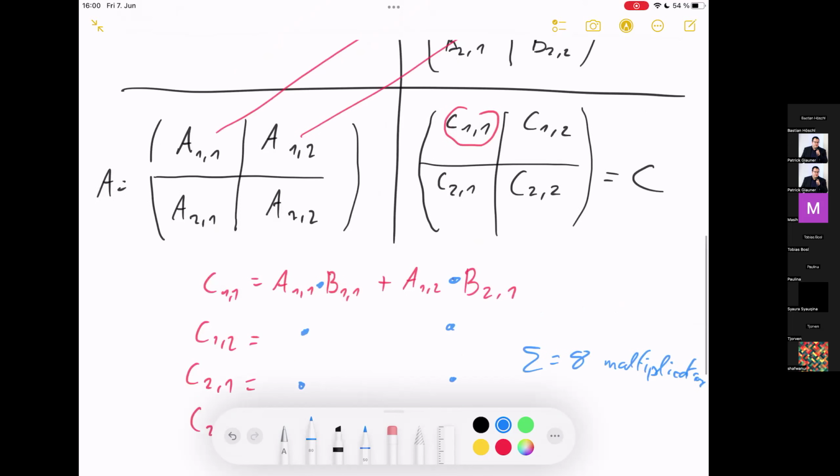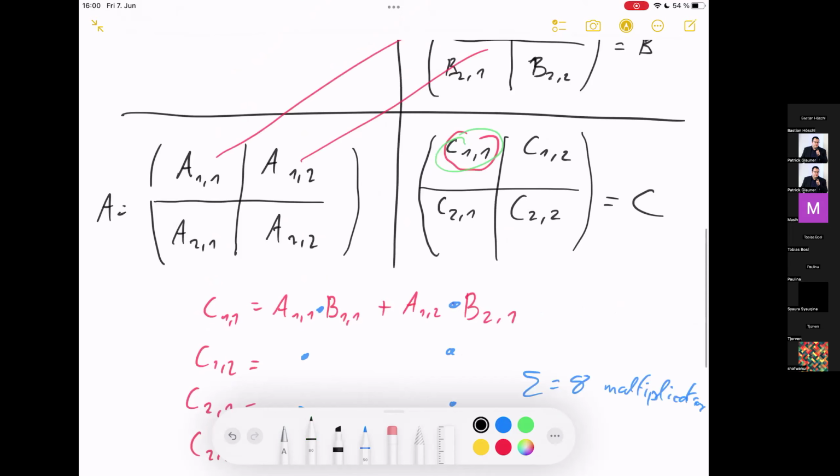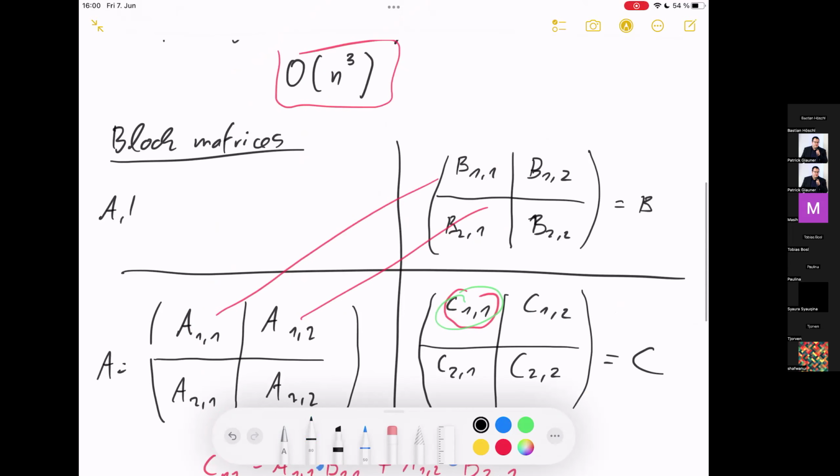So what I've shown you here is just a top view. Actually, it's a recursive view. We need to dig deeper because this block here, C11, is something you can again split into 4 equally sized blocks recursively. And that's why we said, as we've said before, that A, B, and C need to be of dimensions 2 to the n times 2 to the n.